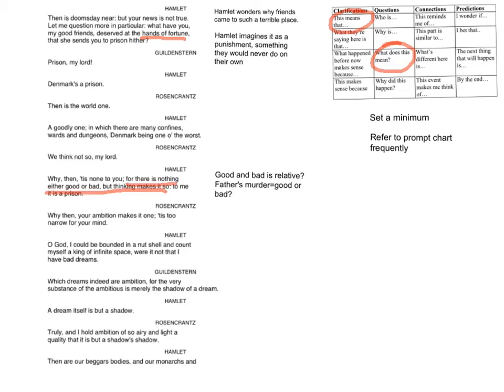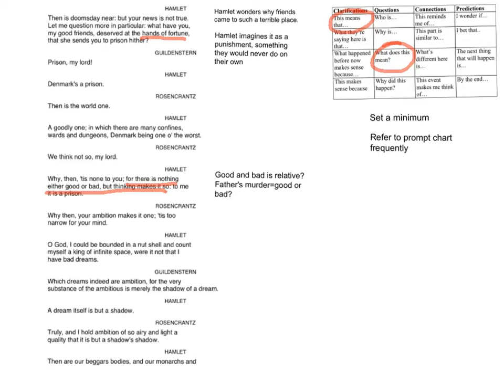So because I'm confused by this passage, my note here reads, good and bad is relative. So is his father's murder either good or bad? This doesn't seem in character right now with what Hamlet believes about his father's murder. I now know that this is a question that, as I continue to read, I need to try to answer. What are Hamlet's views on good or bad, and how do those affect his behavior?